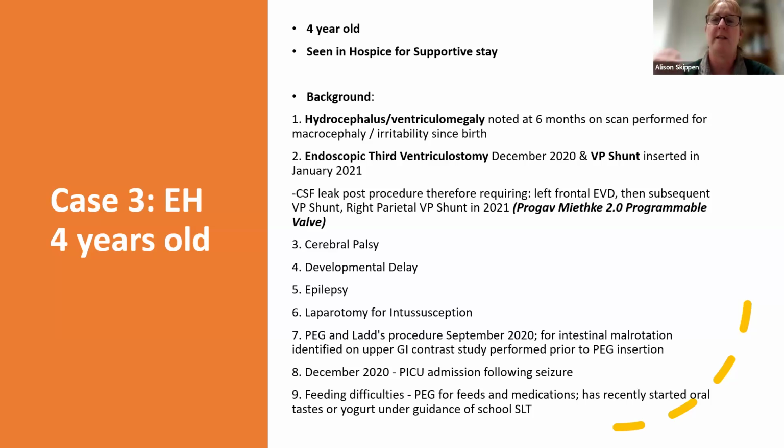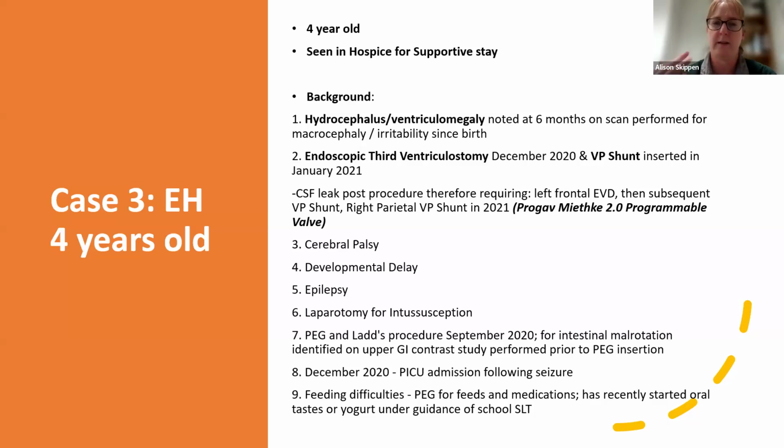And if that doesn't work, then they put in a VP shunt, which you can see, because the ventriculostomy wasn't successful in 2020. So within a month, they had to put the VP shunt in to allow drainage of the CSF. Then he had some more problems post procedure, had a CSF leak, and had to have an EVD, an extraventricular device, where you're on the ward having the CSF continuously draining.